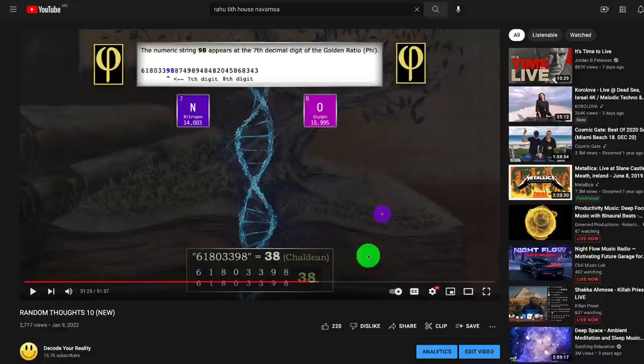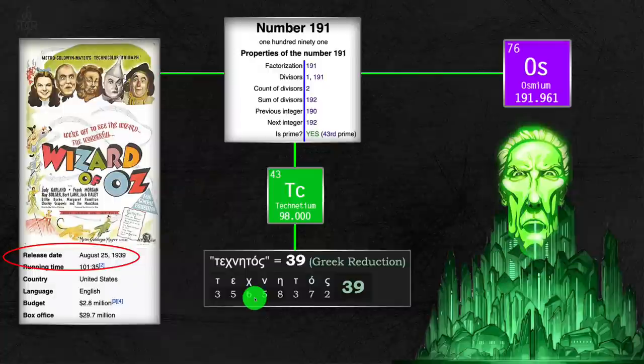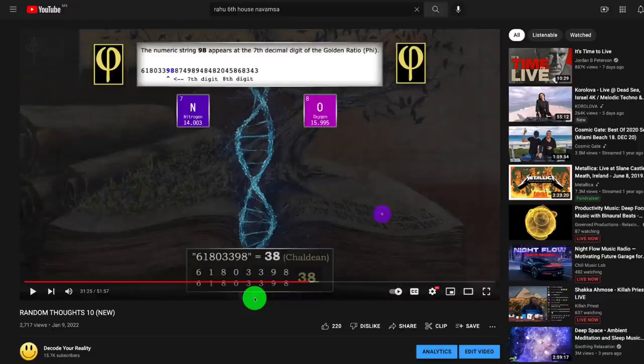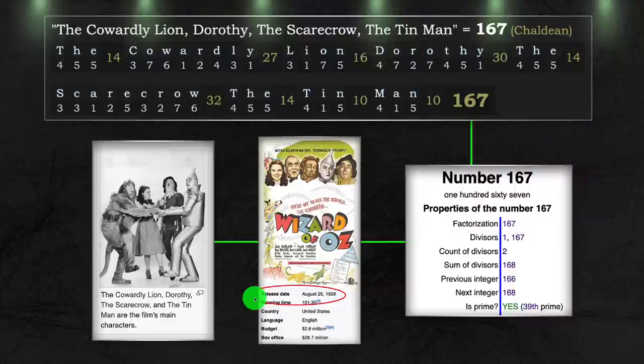I'm showing this because I came out with Random Thoughts number 10. If you haven't seen this one, please check it out. It's bringing 7 different topics, all different designs, and kind of decoding them all. But I showed how the tree of life and tree of knowledge is tied to the number 98, and of course tied to the air we breathe, and that 98 is tied to technetium. So if you want to check out Random Thoughts number 10, please check it out.